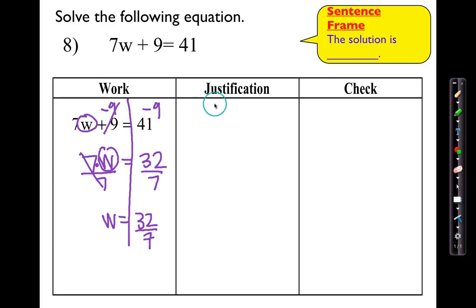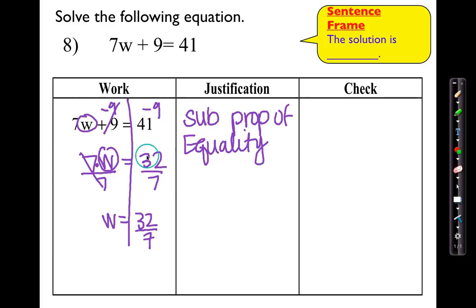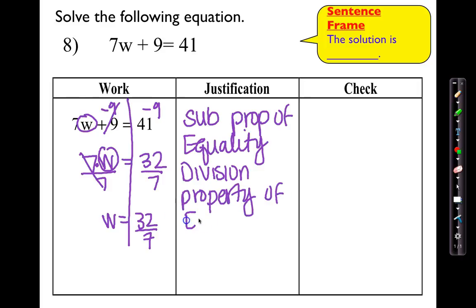Now let's justify our steps. Since we subtracted from both sides, we were utilizing the subtraction property of equality. Let's go ahead and write it out here. And then here we divided both sides by 7, so we were utilizing the division property of equality for that second step. I'm going to go ahead and write it out for you this time. Now, last but not least, we're going to check our work.